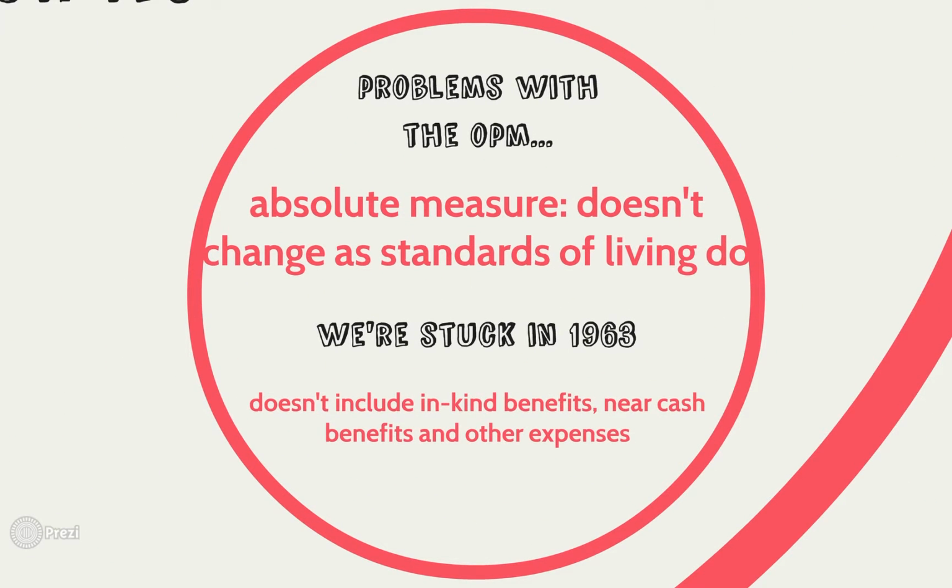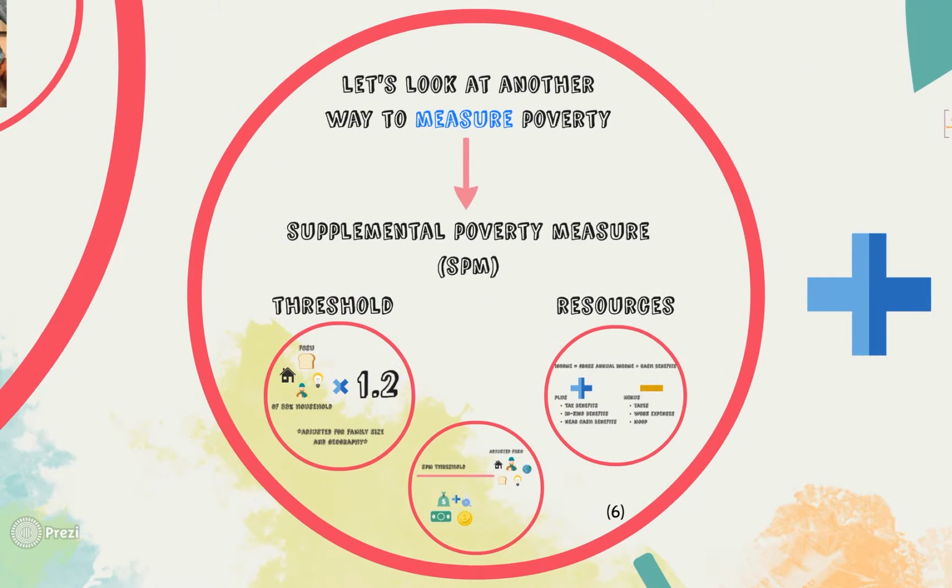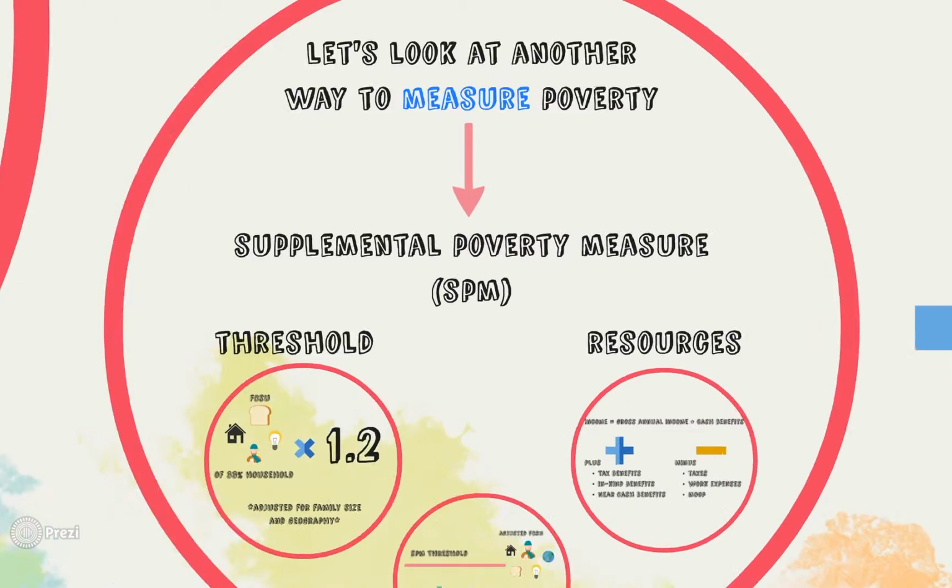While the OPM is pretty easy to measure, there are some problems. The OPM is an absolute measure, meaning it doesn't change as standards of living do. There is much more that needs to be considered. The OPM doesn't consider things such as food stamps or childcare expenses. If we want to include factors like these that undoubtedly affect poverty, we must use a different measure. Another way to measure poverty is with the Supplemental Poverty Measure, also known as the SPM.